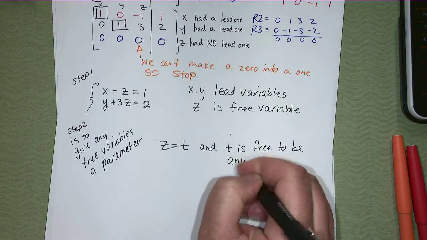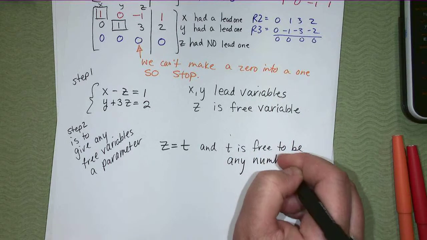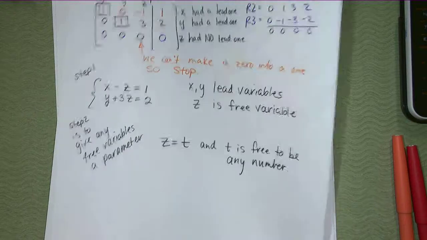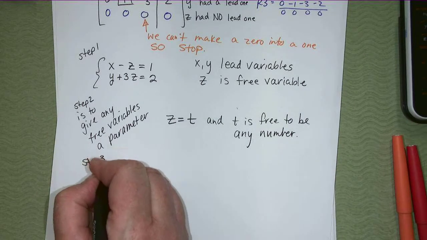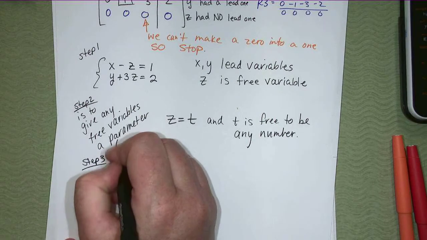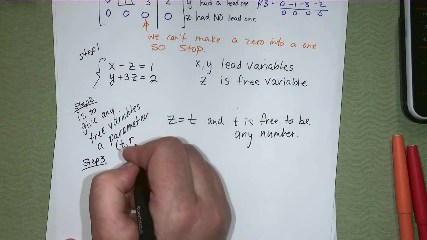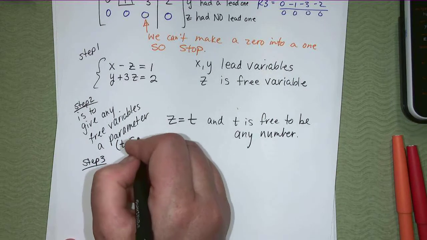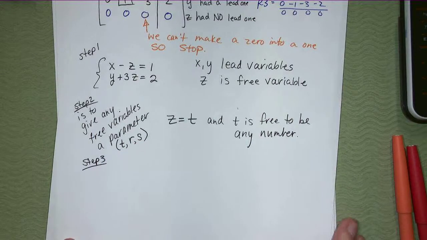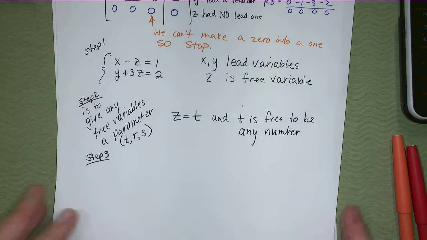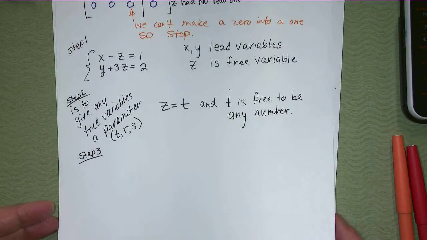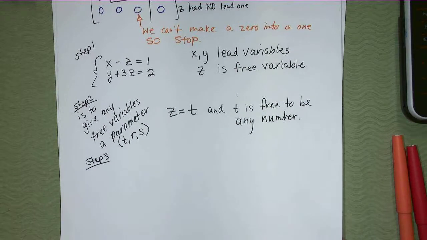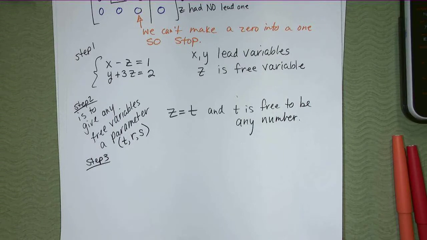So step 2 is to give it a parameter. Usually we'll go t, and then if there were two free variables, we'd go r and then s. Those are usually parameters. It's just like x, y, z are usually the variables, and parameters are usually t, r, s. If it's more than that, they'll go t1, t2, t3. But we're never getting bigger than 1 or 2 parameters anyway.